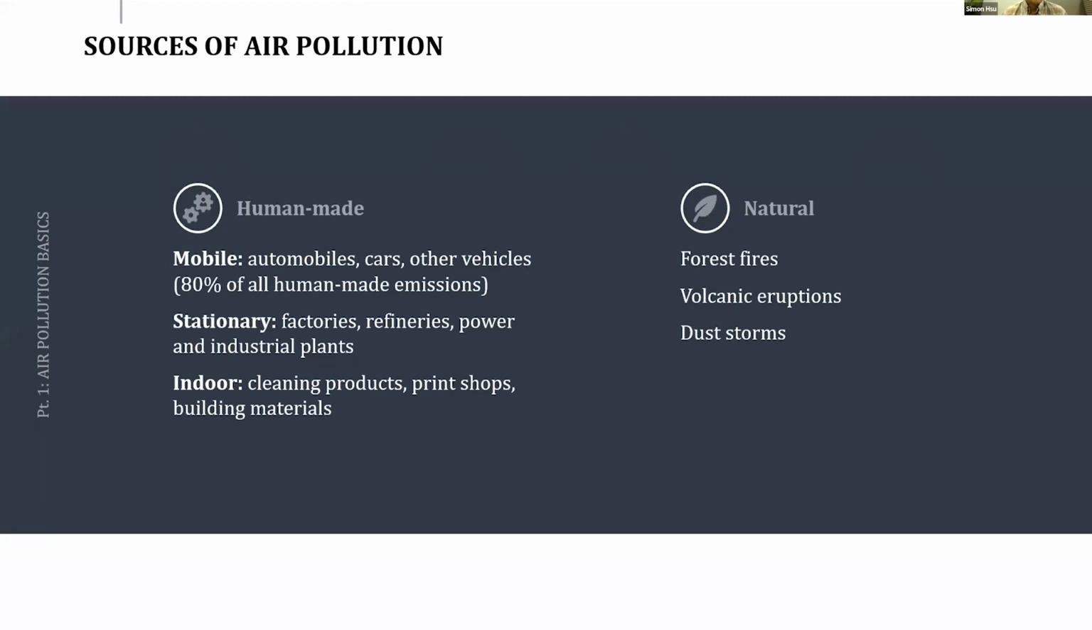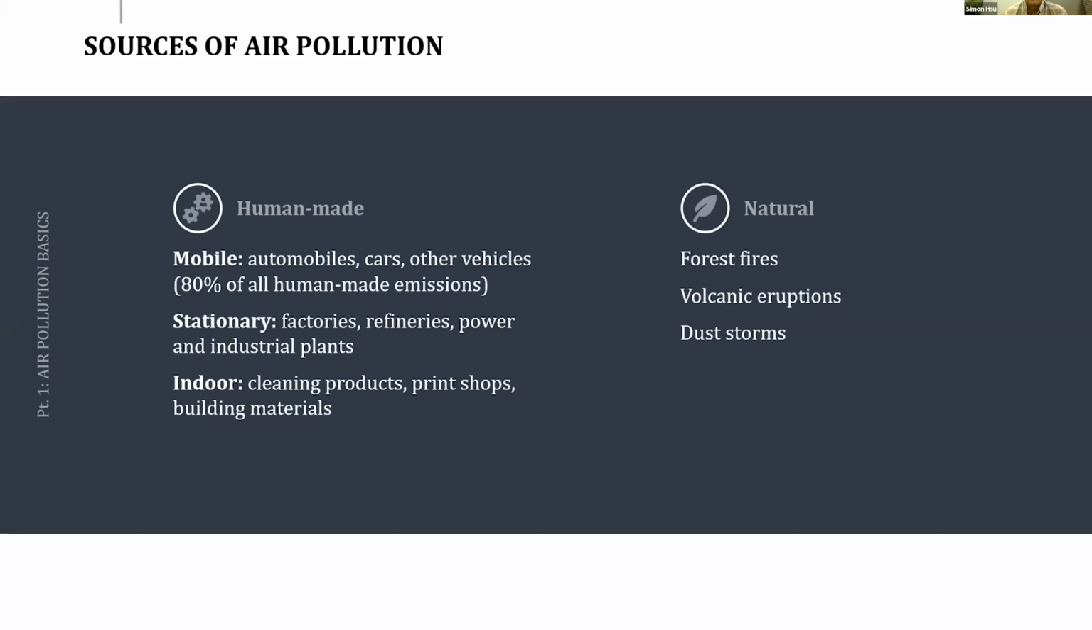So what are the sources of air pollution? They are traditionally classified under 4 categories, and 3 of which fall under the heading of human-made. And again, it may not surprise you to know that human-made vastly eclipses the natural causes of air pollution. Mobile sources, these are automobiles, cars, other vehicles. They account for 80% of all human-made emissions simply because of the sheer scale of automobile production and use worldwide.